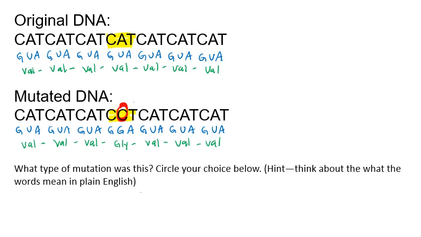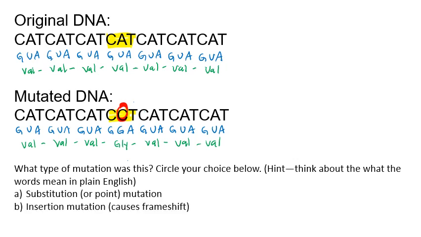The next thing you're asked to do is to figure out what type of mutation happened. You learned about this in the Edpuzzle video you watched, but if you just think about what these words mean in regular English, it should make sense to you. For the first type, a substitution or a point mutation, a substitution is when we just switch out or substitute one letter for another letter, just one single letter.